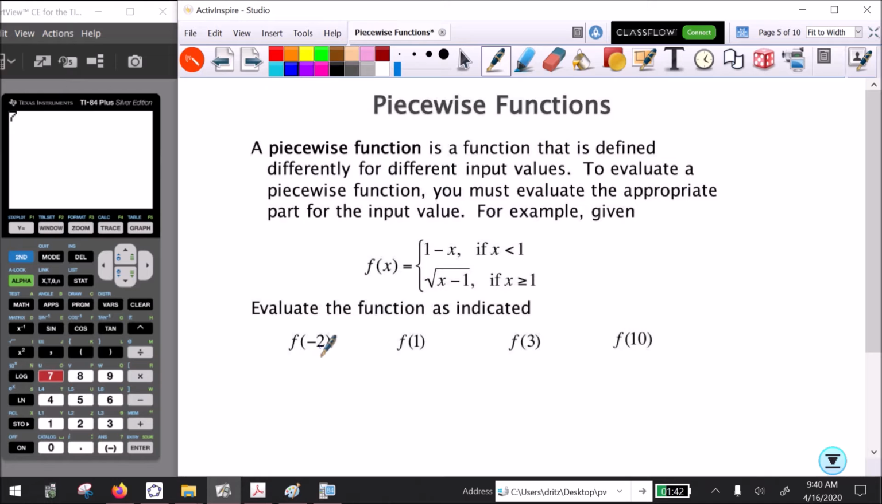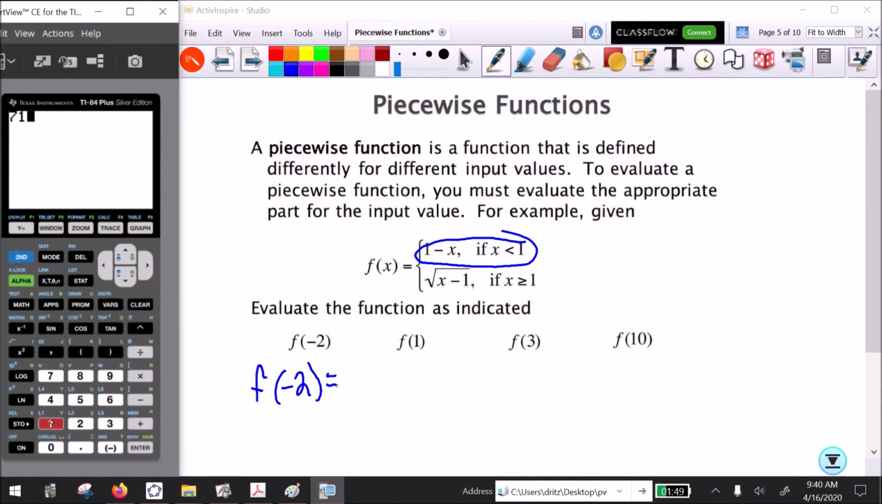When I take f of negative 2, I have to first determine which part of this domain the input value applies to. So is negative 2 greater than or equal to 1? No, it's actually less than 1. So we're going to plug that into this function here. So f of negative 2 is equal to 1 minus x, and in this case, x is negative 2. So it equals 3.